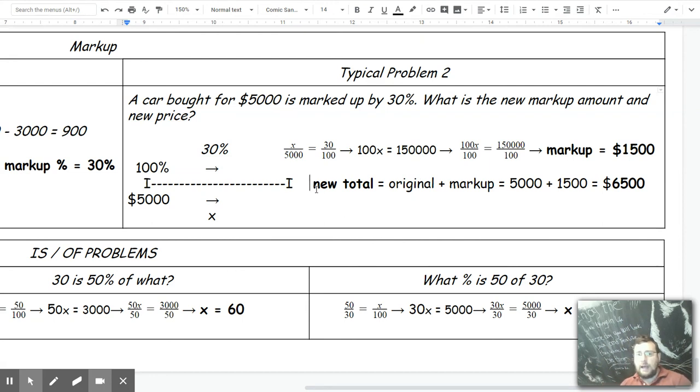So that is how you would do these types of markup problems. On our last video, we're going to review more simpler is-off problems. I'll see you guys then.